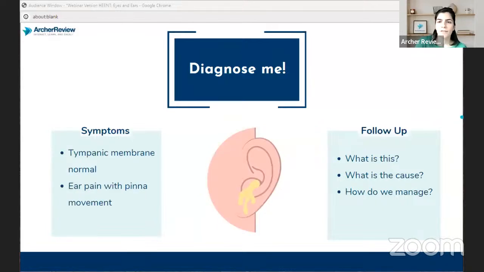Okay, so what if the pain is instead in the outer ear? The patient feels like, oh, when I move that outer ear, when I move that pinna, I can really feel it's really irritated and really painful. When you look in the ear, you might see a lot of swelling, might see a lot of debris. That tympanic membrane looks normal. So what are you thinking in this? What could this be?